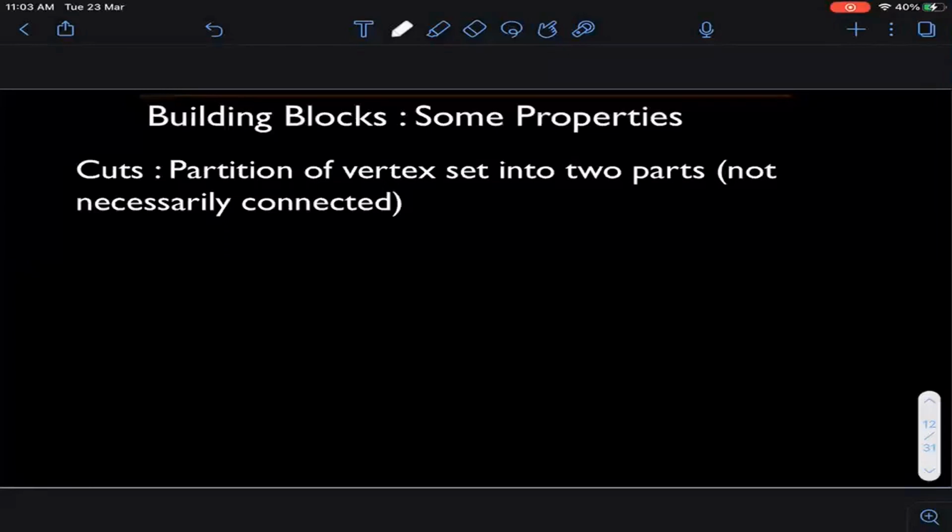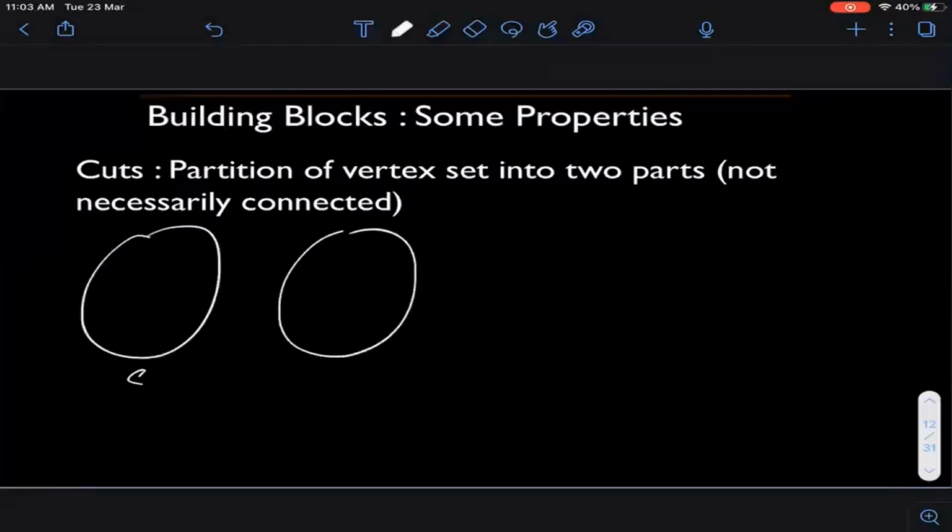So what is not a cut is everything on the left hand side and nothing on the right hand side. There will be these two sets. One I call S and another, let's say I call S bar. But there should be some vertex on each side. As long as that is satisfied, then it qualifies as a cut in your graph.